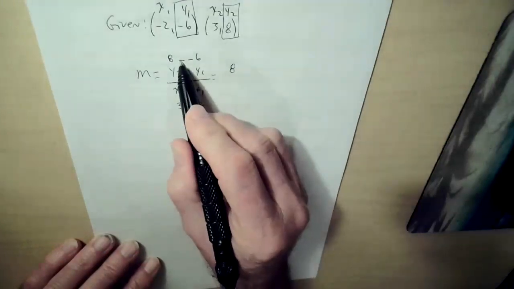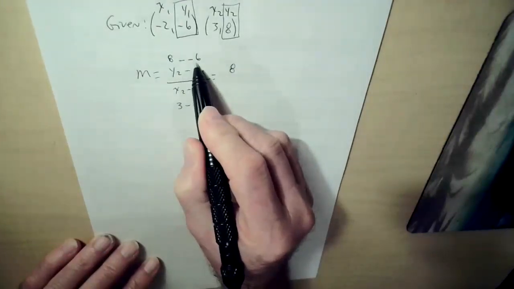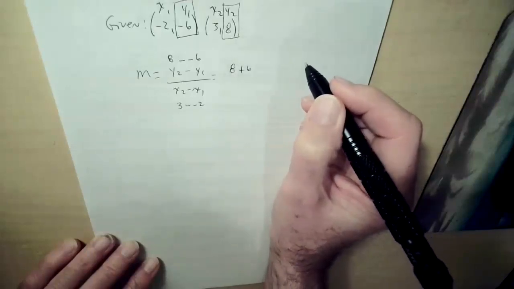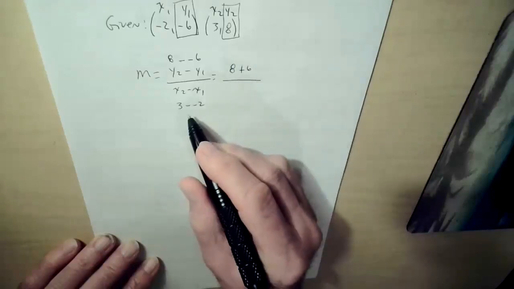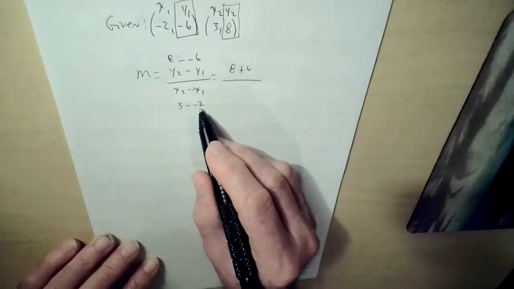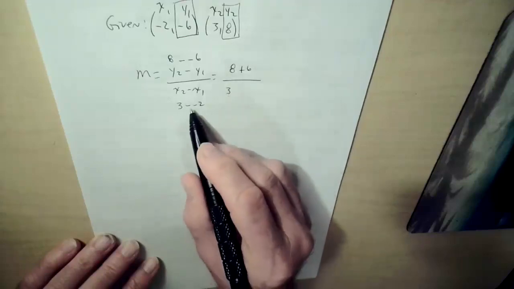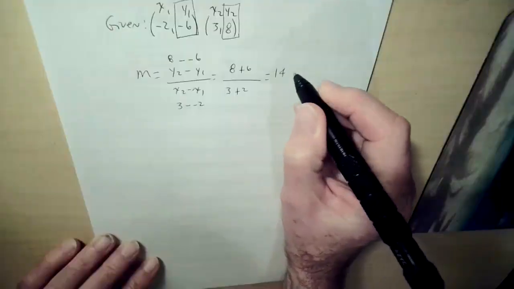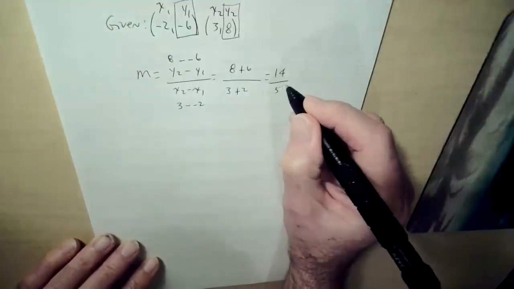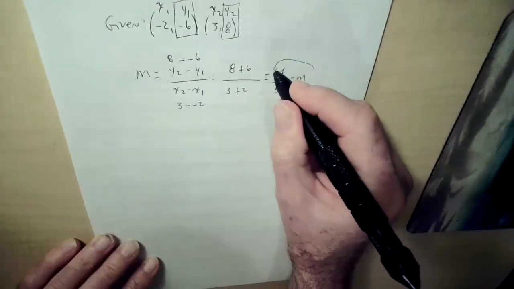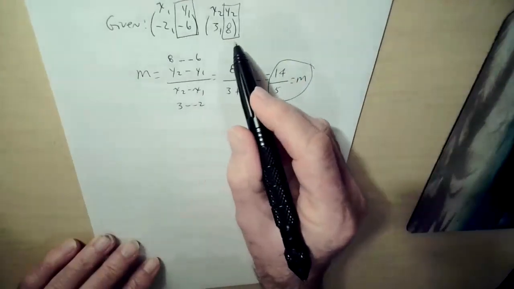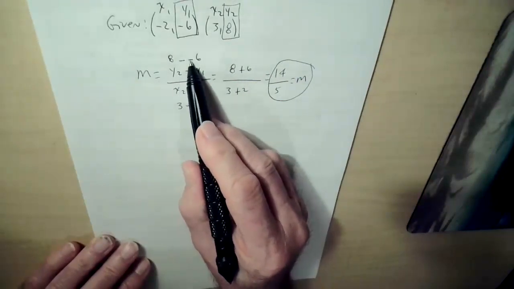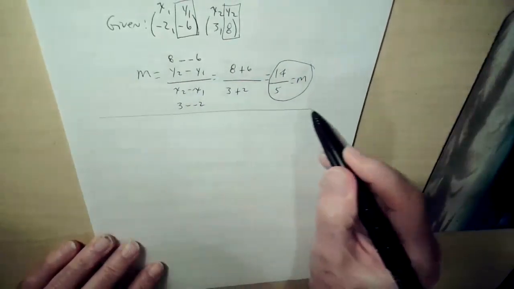Remember, one of the things that negative numbers mean is opposite of. Okay, so we have 8. What's the opposite of -6? Positive 6. Right? Same thing here. What's the opposite of -2? The opposite of negative 2 is a positive 2. We get 14 over, what is that, 5? That's our slope.